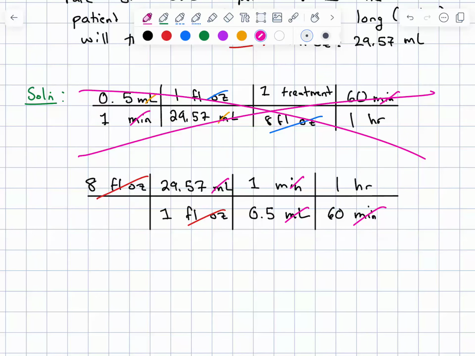So this one will be 8 times 29.57 times 1 times 1, which is unnecessary, and then 0.5 times 60 in the denominator. You get 7.89 hours, approximately.